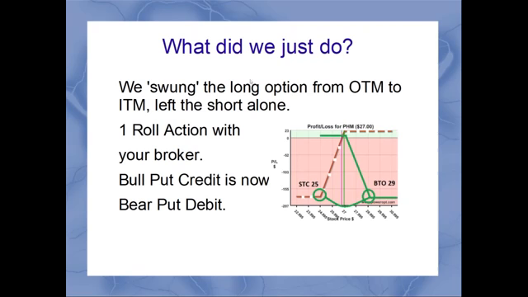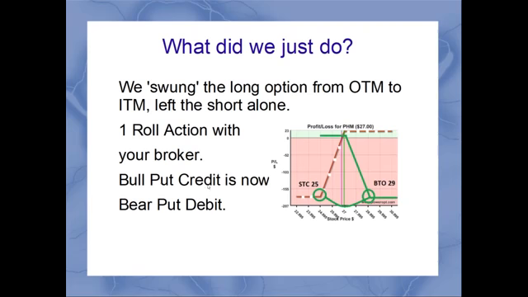What is this transaction? We swung the long option from out of the money to in the money. We leave the short where it is. It's one roll action. You're just going to roll the long put. So you're selling to close the long put and buying to open the higher in the money put. If you did it individually, it might be 2 commissions, but if you do a roll with your broker, you probably get a discount like I do. Okay, I'm just rolling, selling to close the initial put, buying to open a new put that's in the money.